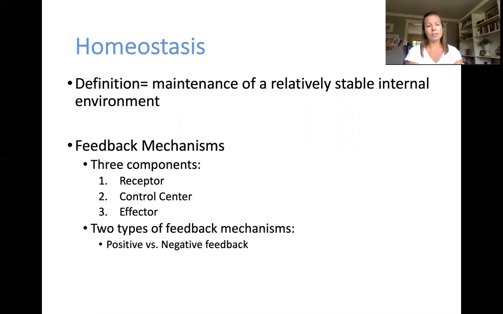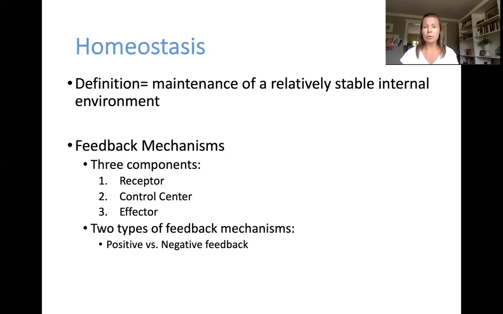And the way that homeostasis is maintained, and all these necessary conditions like a stable internal temperature and the ideal atmospheric pressure, the way all of these conditions are maintained is through a feedback mechanism. There are 3 components involved in a feedback mechanism. A receptor is what monitors all of the conditions inside of your body. So you have receptors that are monitoring blood pressure, body temperature, oxygen levels, everything.